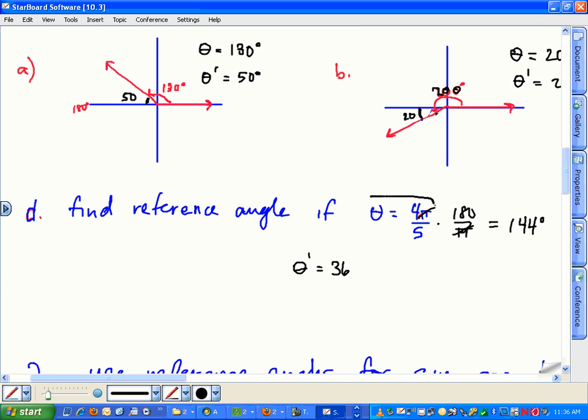Look at what we started with. So we need to end up in that same unit of measure. 36 degrees, it is the correct reference angle, but you wouldn't get full points because you don't end in the same unit. So what should you now do with 36 degrees? Switch it back into radians. Okay.